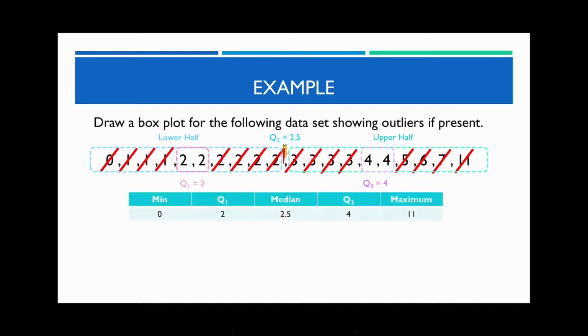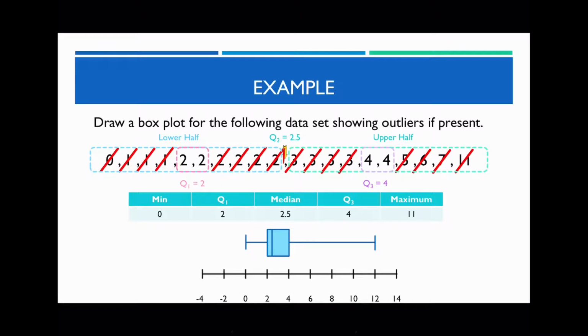So if you do this, this is what you put into your 5-figure summary table, and this is what you'd be drawing as your particular box plot. However, we haven't actually accounted for our outliers yet. So if you did draw this on your post test or on your CAT, it would be incorrect because you didn't label or indicate whether outliers are present.